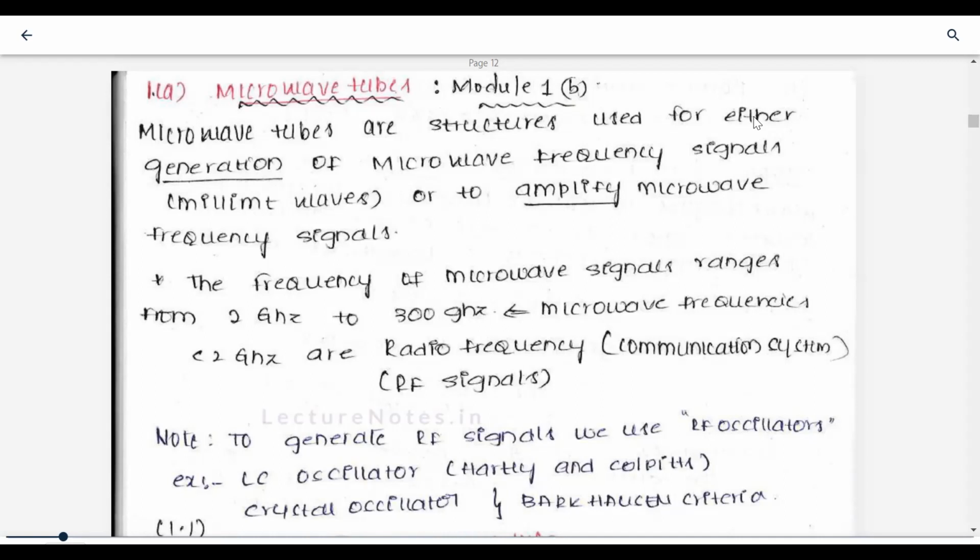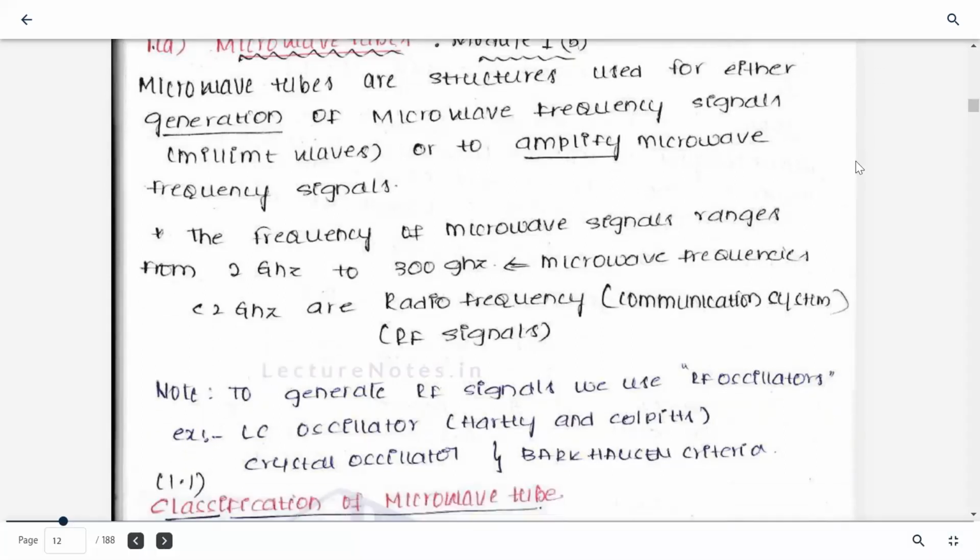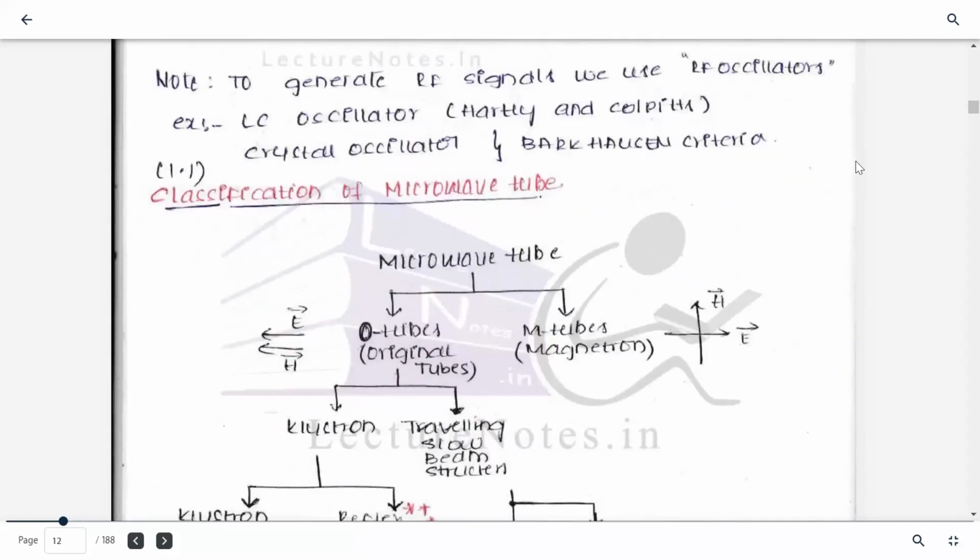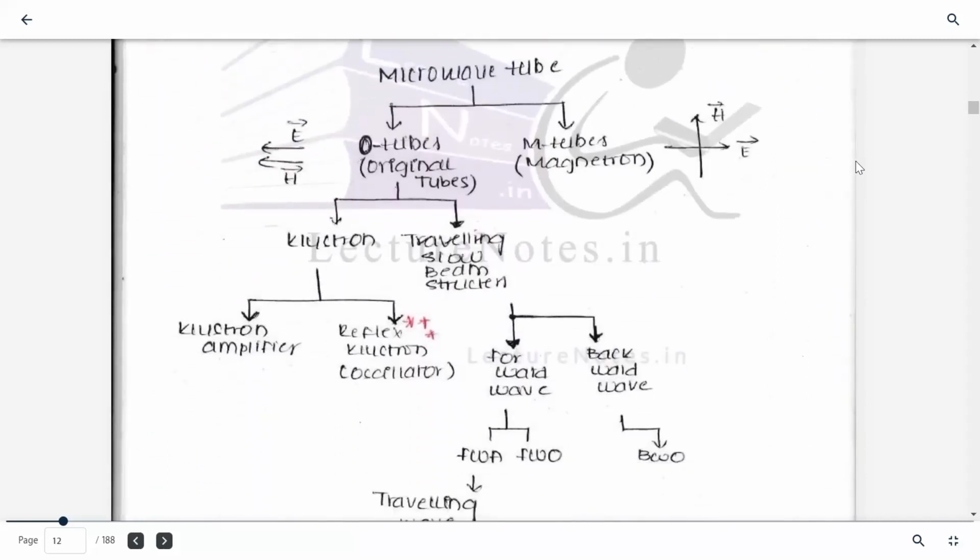To generate an RF signal, we use RF oscillators, for example, LC oscillator, crystal oscillator. There are two types of microwave tubes: O and M. O type, that is original tube, and M is magnetron.